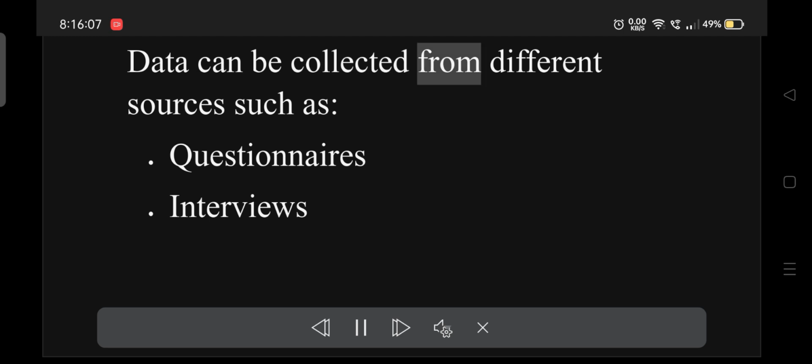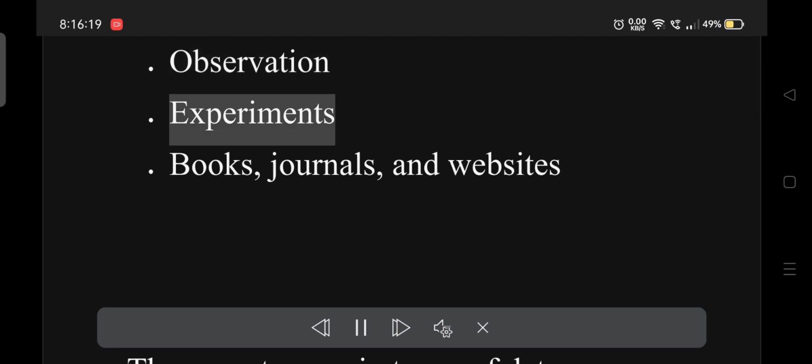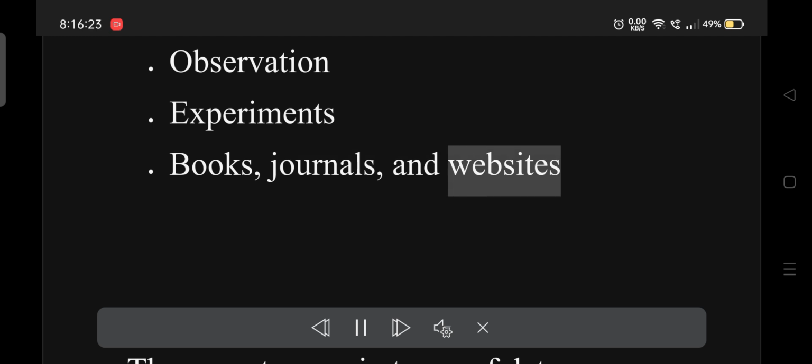Data can be collected from different sources such as questionnaires, interviews, observation, experiments, books, journals, and websites.